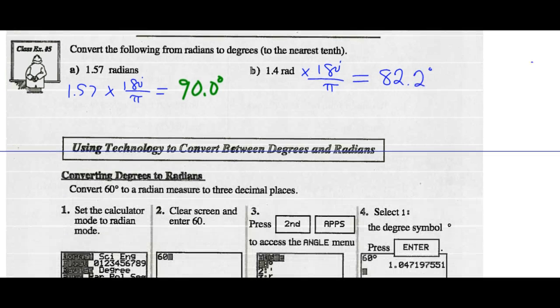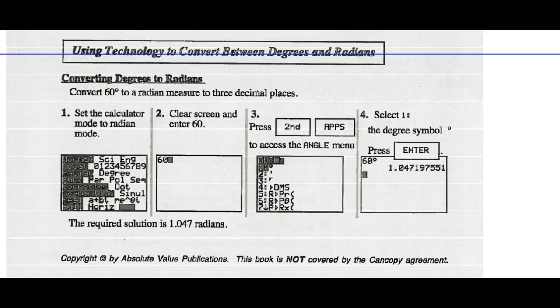Using technology to convert between radians and degrees. Convert 60 degrees to a radian measure to 3 decimal places. So set the calculator mode to radian mode. Clear the screen and enter 60. Press second apps and put a degree on it, and select 1 to press enter. Yep, and you get a radian measure of 1.047 radians.